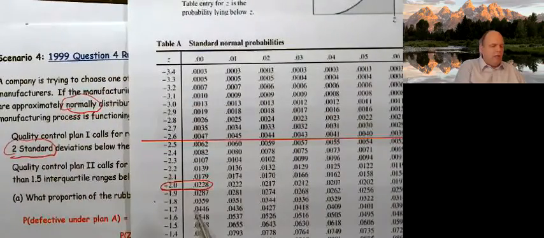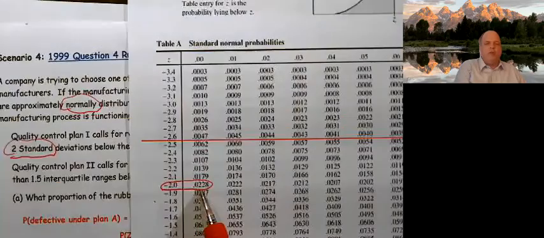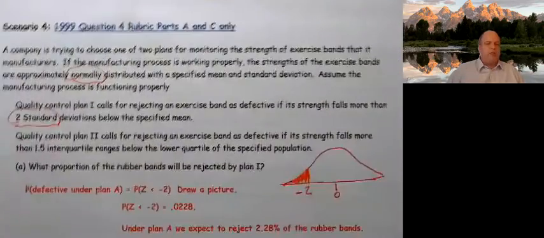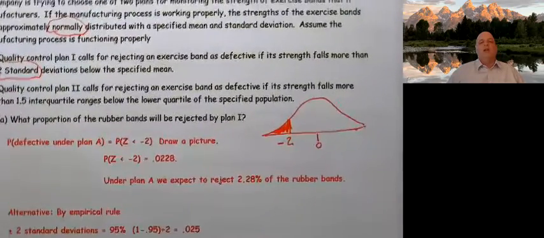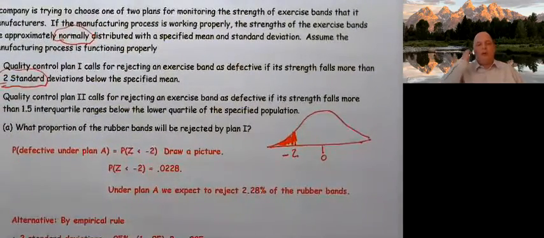So I look up my -2 on the z-score and I see 0.0228. So the probability, the percentage that I expect to lose is 2.28%. Now, some people would choose to approach this by the empirical rule.